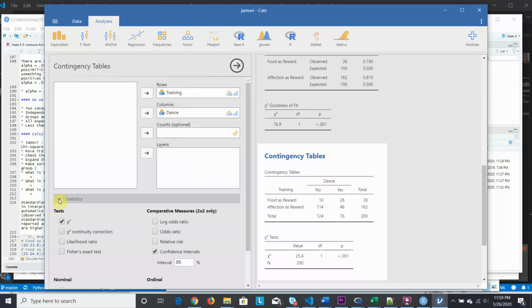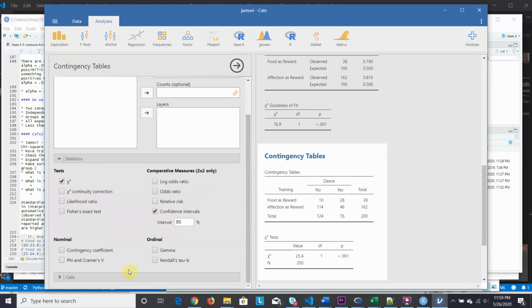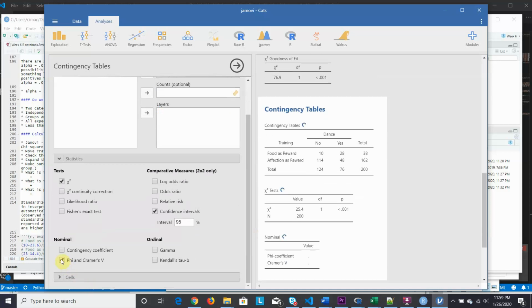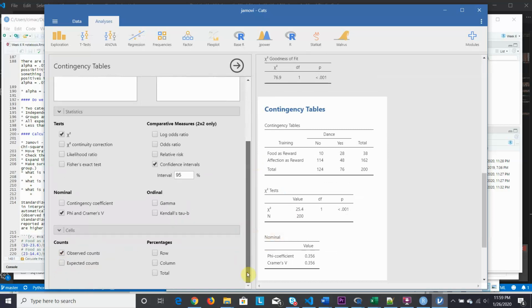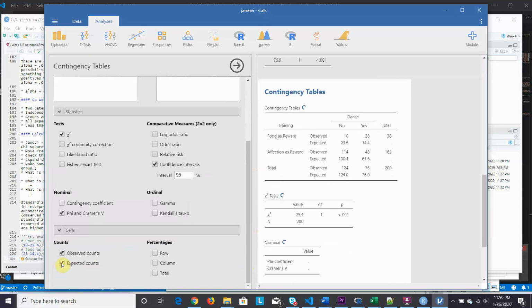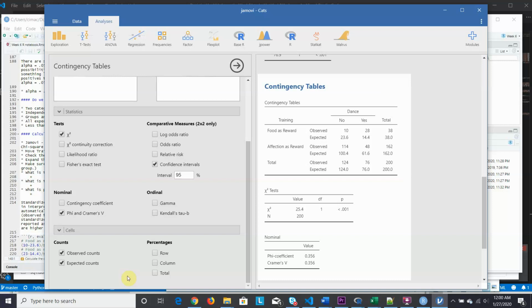Under statistics, we're getting a chi-square statistic. We're getting confidence intervals. I like to get the effect size for phi and Cramer's V. You can read in Field what those mean. And in cells, we want to see our expected counts, and you can bring up percentages if you want to.